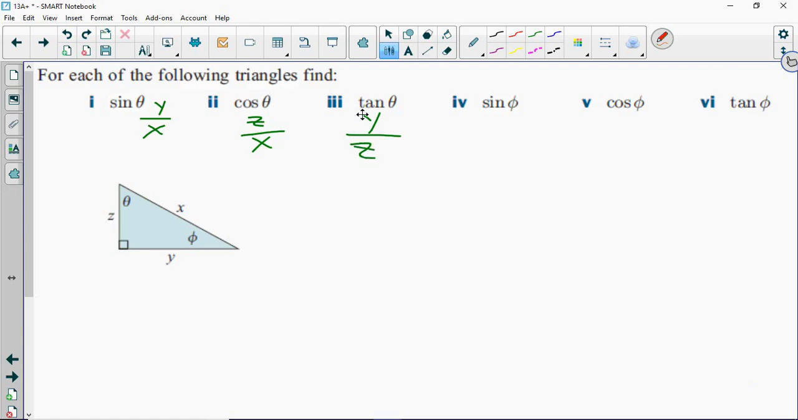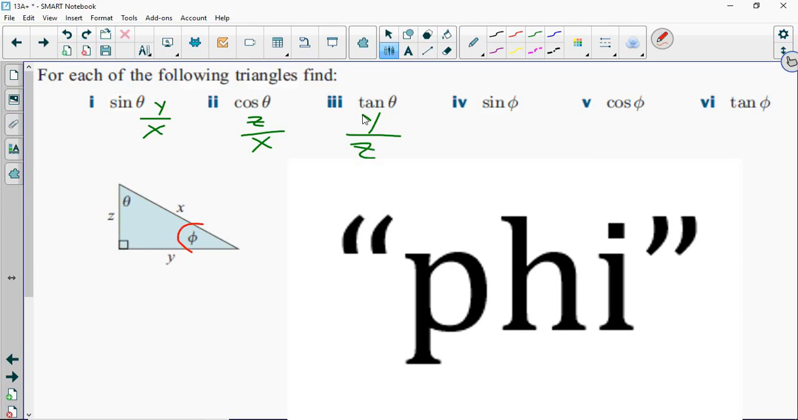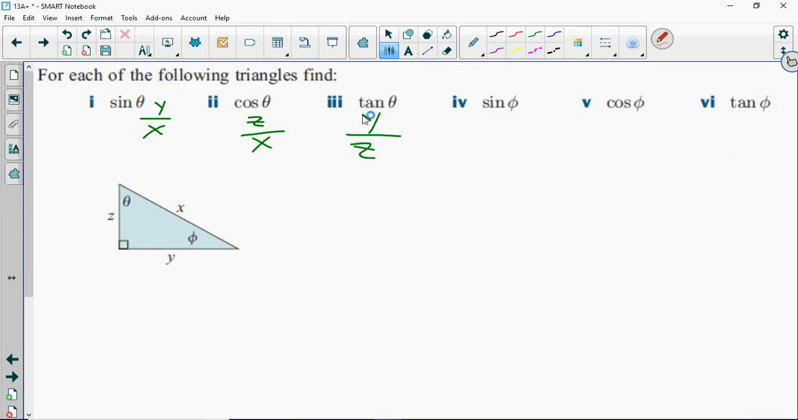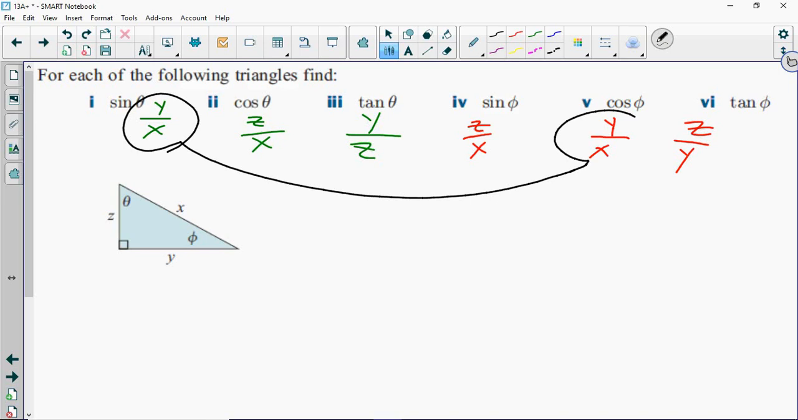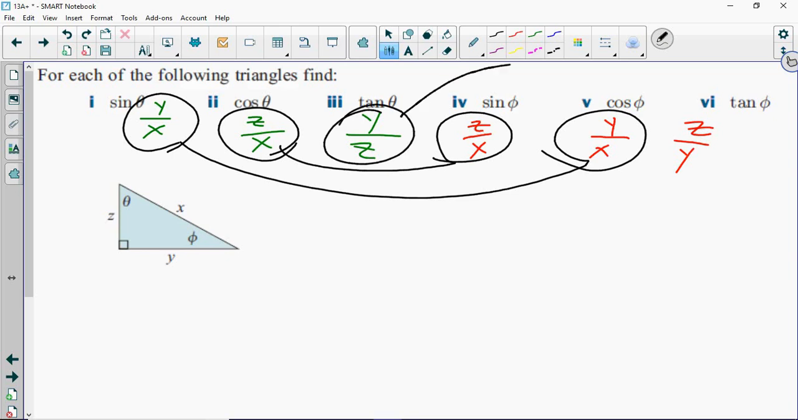Our second angle in this triangle is another Greek letter. That's the Greek letter phi. Sine of phi is going to be opposite from phi, which is z, divided by the hypotenuse. Cosine, adjacent over hypotenuse. Tangent, opposite over adjacent. So again, you can see that the sine of theta is the same as the cosine of phi. The cosine of theta is equal to the sine of phi. And the tangent of theta is the reciprocal of the tangent of phi. Those are not coincidences. That will be true in every single right triangle.